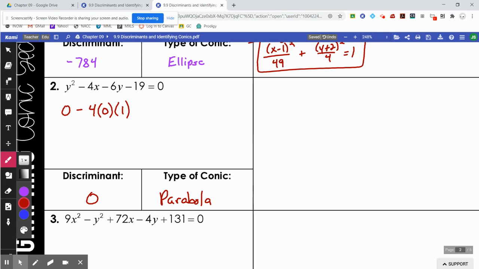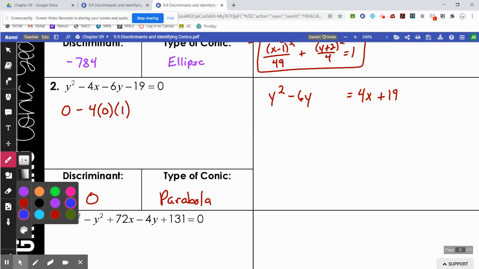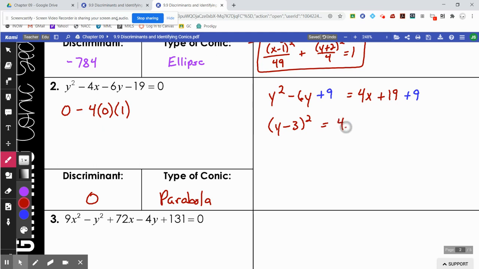So the way we're going to get that in standard form, leave y squared. Leave your negative 6y with it, but everything else move to the other side. So you have 4x plus 19 on the other side. Again, let's complete our square by adding 9. So let's add 9 to both sides. When you factor that now, it gives you y minus 3 squared equals 4x plus 28.